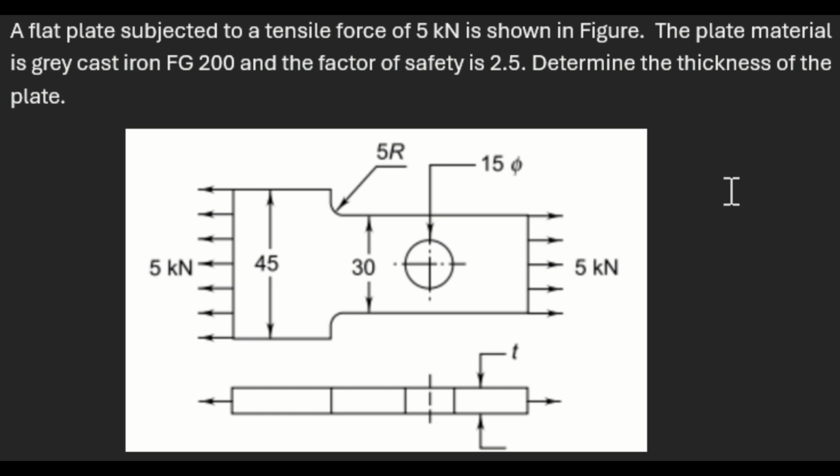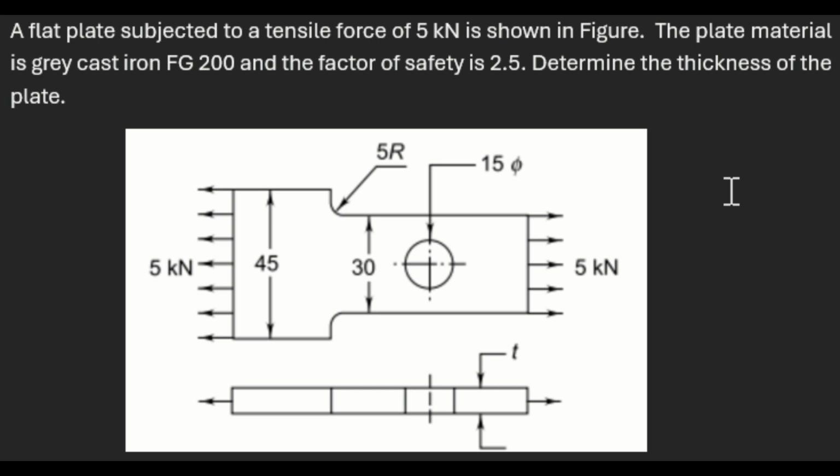You can see this 5 kilonewton is acting as a tensile force on the far side. We have to determine the thickness of the plate. The material they have mentioned is gray cast iron FG200. So FG200, we already know that 200 specifies the ultimate stress.